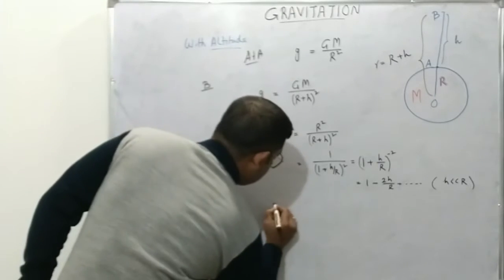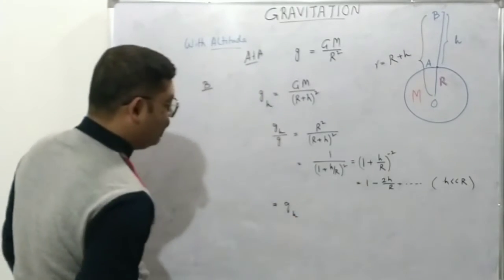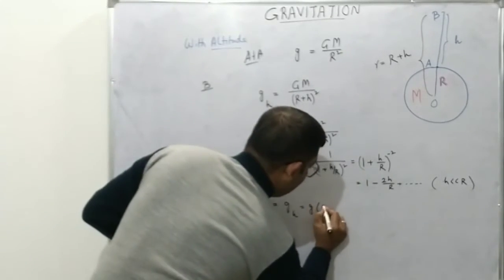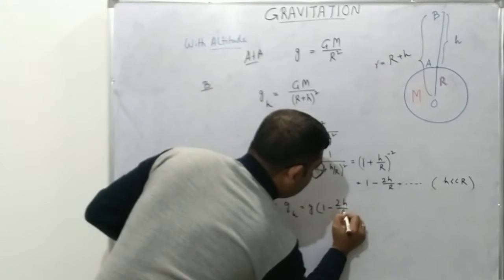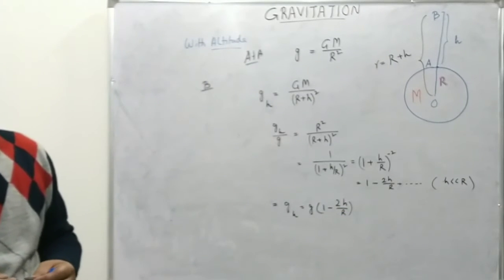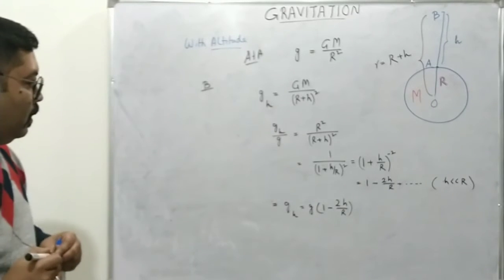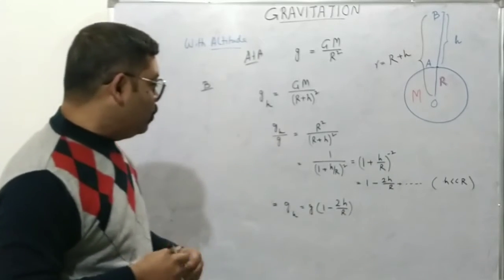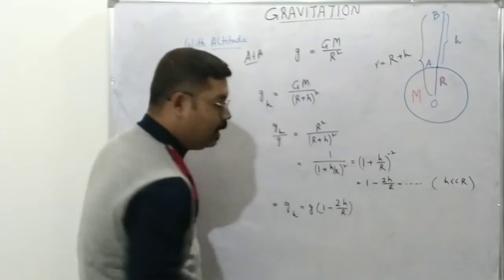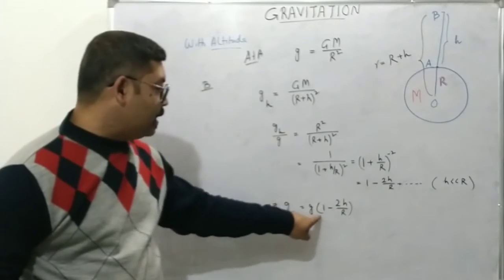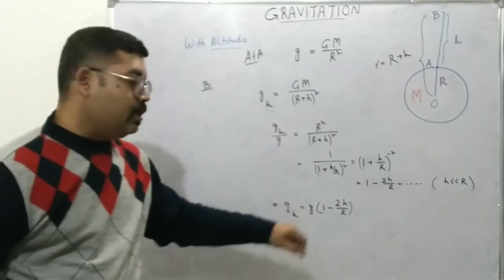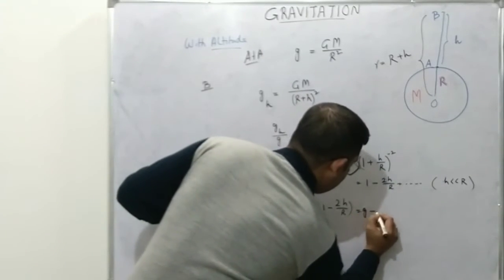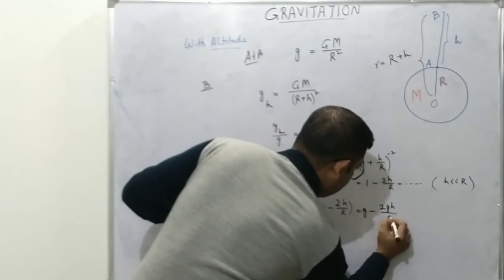So we can say that the acceleration due to gravity at a height must be equal to the acceleration due to gravity on the Earth's surface multiplied by 1 minus 2h by R. Okay? So, since this term, though it is small, is not zero, at height h the acceleration due to gravity will be less than the acceleration due to gravity at the Earth's surface. Now, this can be rewritten as g minus 2gh by R.